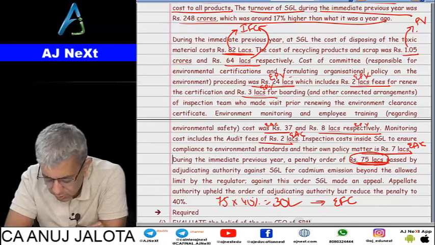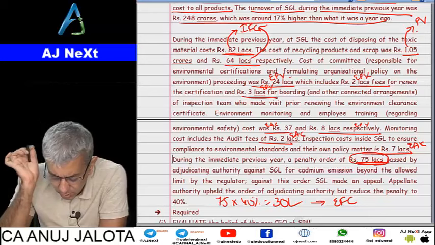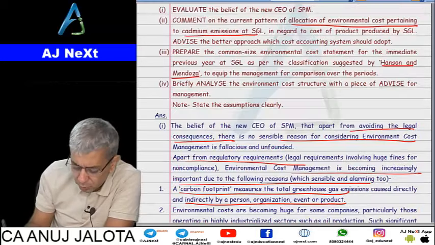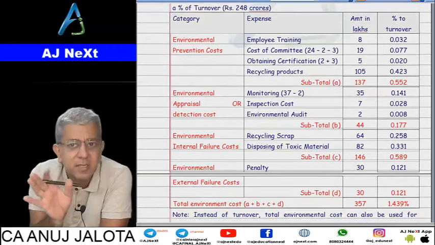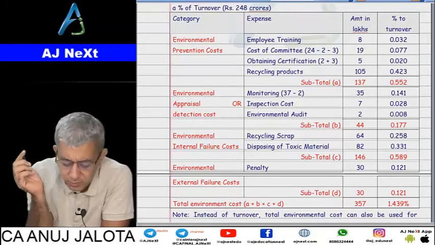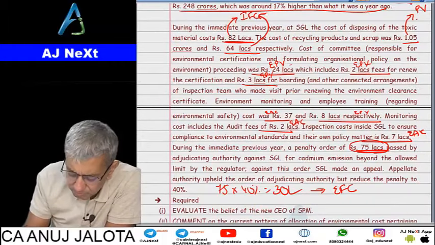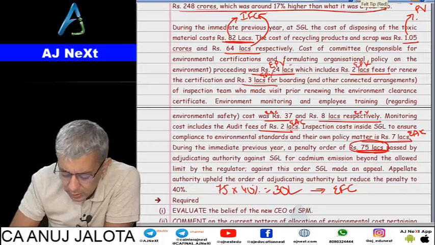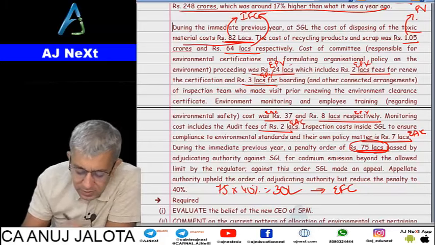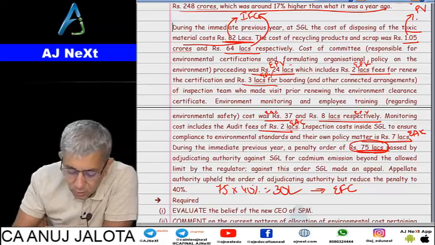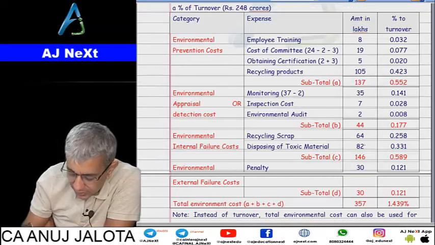Environmental external failure cost. Now, all these things I've tried to put over here, exactly on the same lines. I'm just reading the statement, exactly the same bifurcation. Or what I can do is start from here once. See, during the immediate previous year, SGL's cost of disposing of toxic material waste is 82 lakhs. So this comes in internal failure cost. You can check in internal failure cost, 82 lakhs is there.